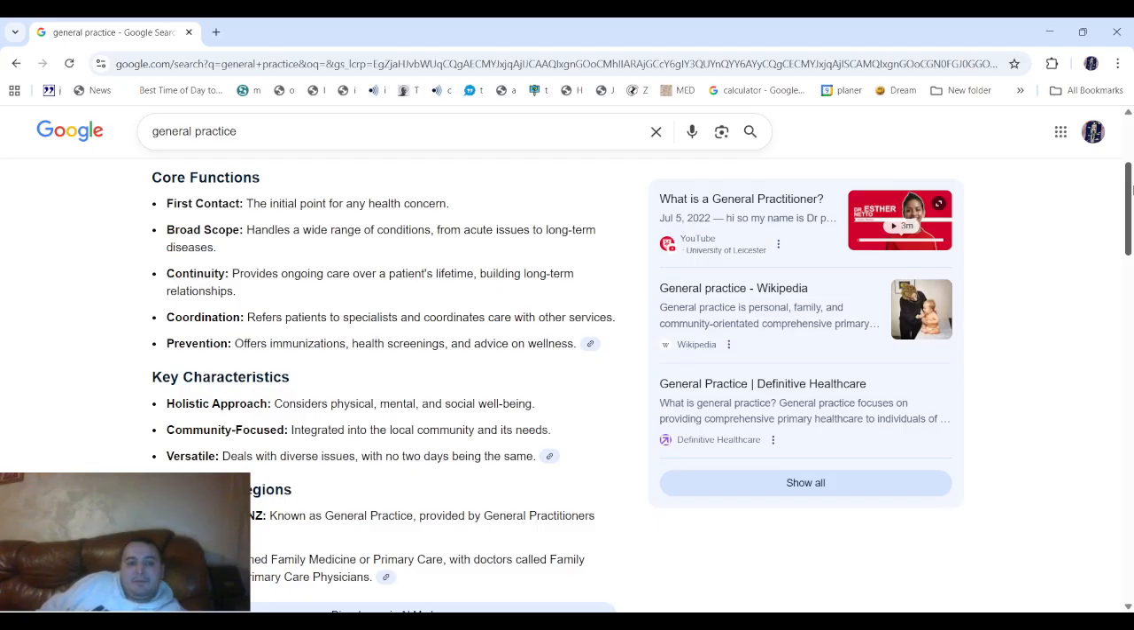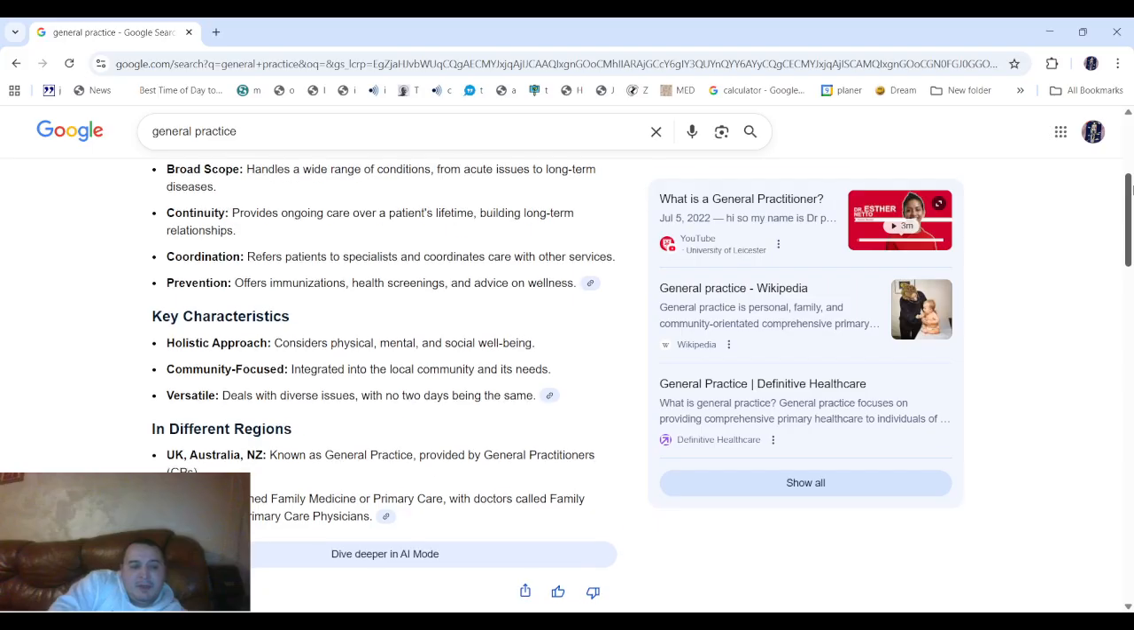Coordination, refers patients to specialists and coordinates care with other services. Prevention, offers immunizations, health screenings, and advice on wellness. Key characteristics: holistic approach, considers physical, mental, and social well-being. Community focused, integrated into the local community and its needs. Versatile, deals with diverse issues, with no two days being the same.